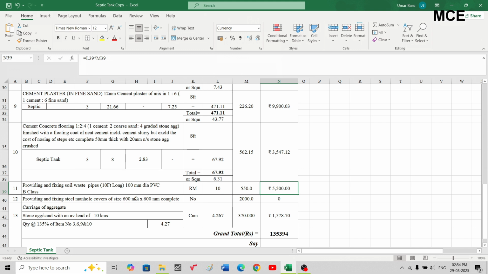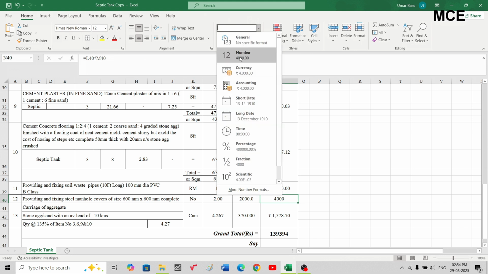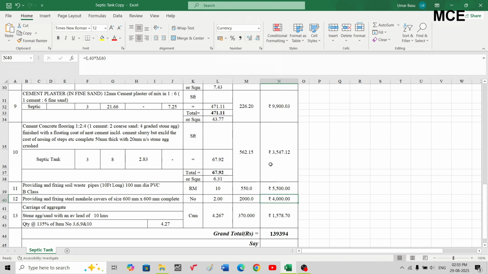The size for the manholes will be 600 mm by 600 mm, and we will be providing 2 manholes. The lowest market rate for the steel manholes is 2000 Indian rupees per number, so the total will be 4000 Indian rupees for these 2 manholes, and it will include providing and fixing of these manholes, including the carriage up to the site. So the total for this is 4000 Indian rupees.